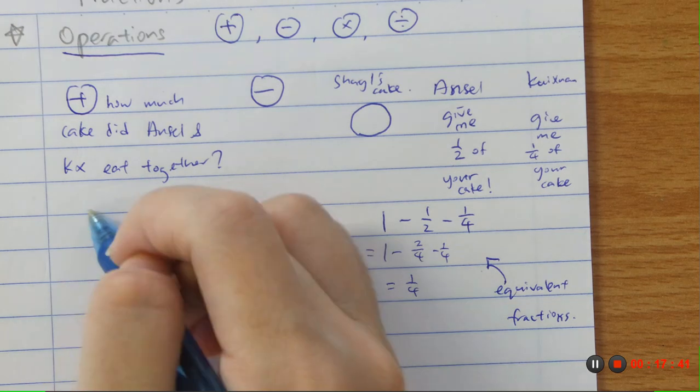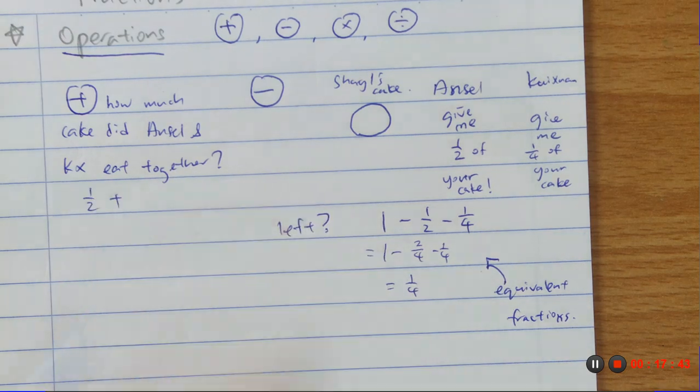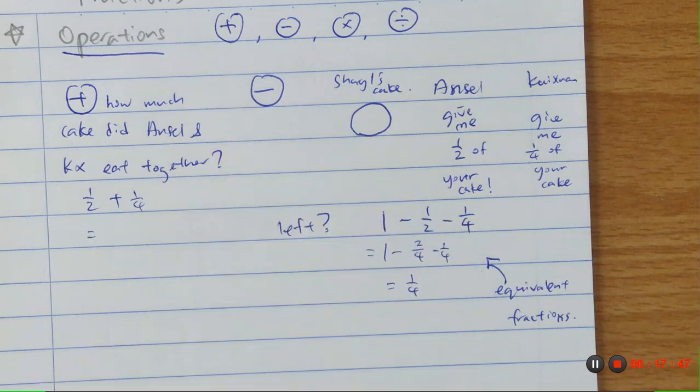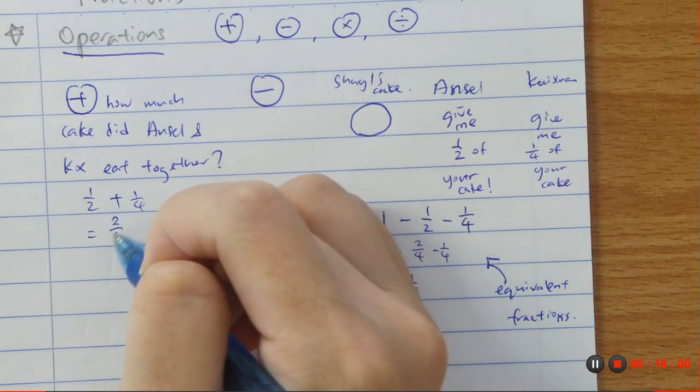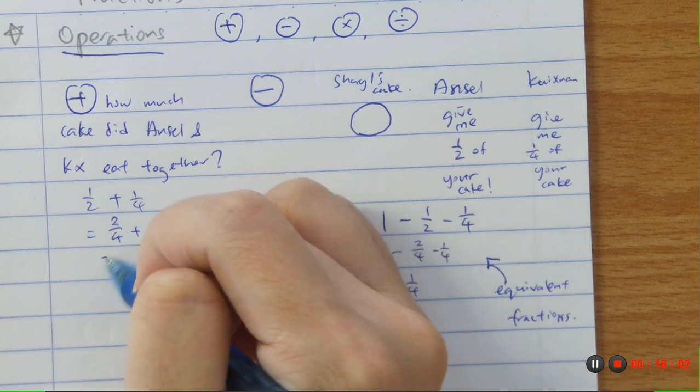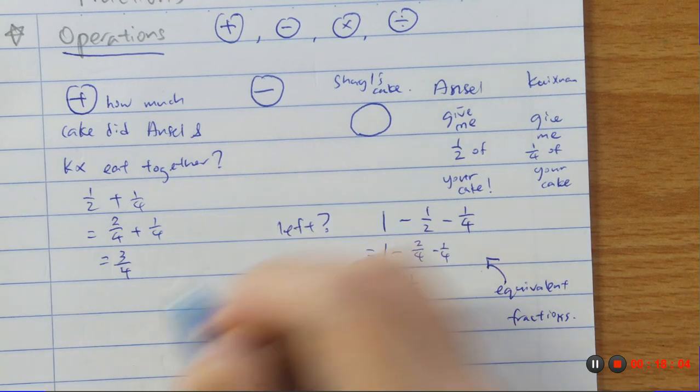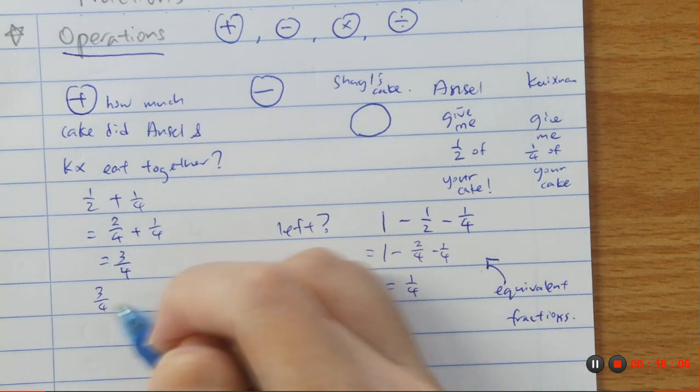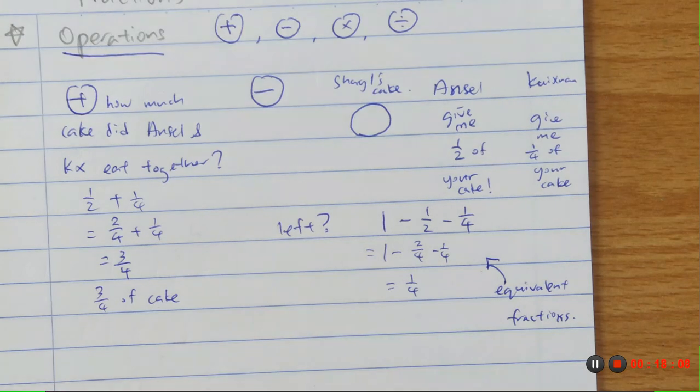Okay, Ansel ate half. Kai Xuan ate 1/4. What's the answer? Ansel ate half, Kai Xuan ate 1/4, so 3/4. I can convert to an equivalent fraction and add together: 3/4. 3/4 of what? 3/4 of the cake was eaten by Ansel and Kai Xuan together.